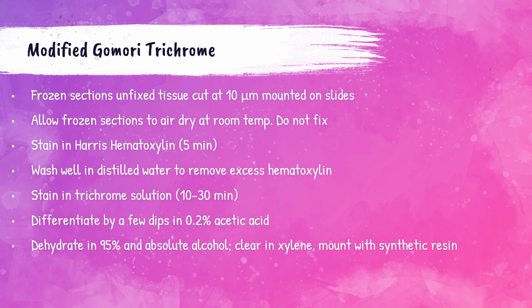To perform the modified Gomori trichrome technique for muscle sections, frozen sections that are unfixed should be cut at 10 microns and then mounted on slides. The frozen section should be allowed to air dry at room temperature. Do not fix these, obviously. And then it needs a 5-minute stain in Harris hematoxylin. After this 5-minute stain, wash well in distilled water to remove any excess hematoxylin.